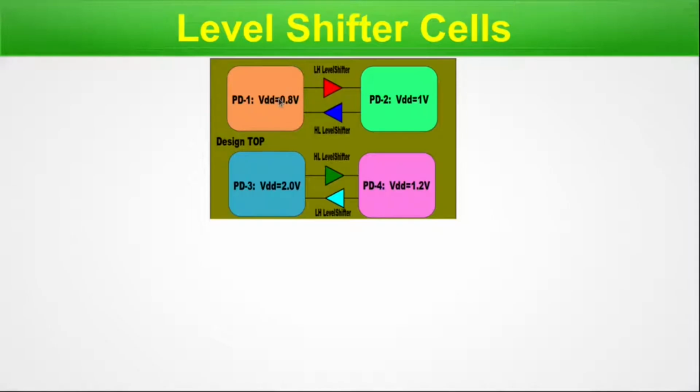So here we can see if the signal traverses from a low VDD to a high VDD, we use an LH level shifter, that is a low to high level shifter. And if the signal traverses from a high VDD to a low VDD one, we use the HL level shifter, that is a high to low level shifter. Similarly, there is another PD here, another PD here. Here the left side one is at a higher voltage and the right one is at a lower voltage. So from this domain to this domain, we use an HL level shifter, high to low. And from here to here we use an LH level shifter. So this way we apply our level shifter cells.